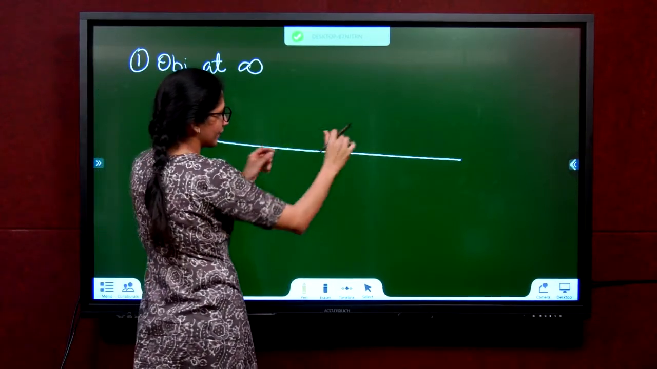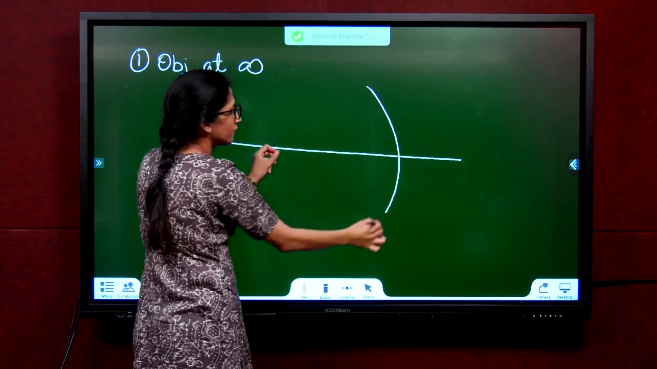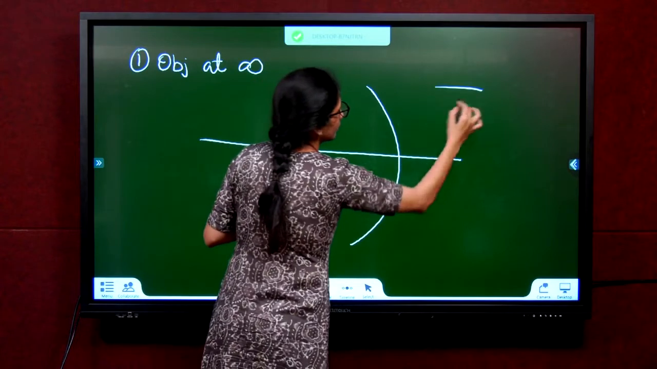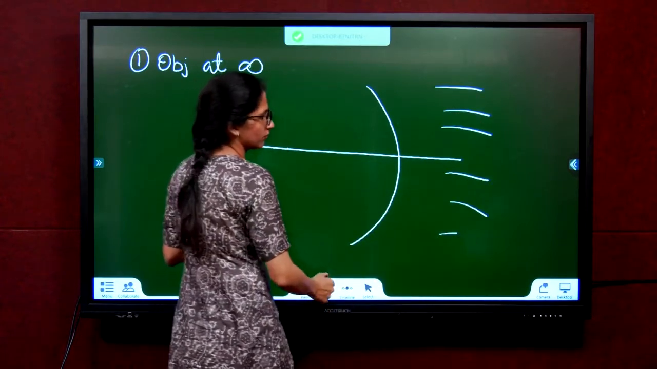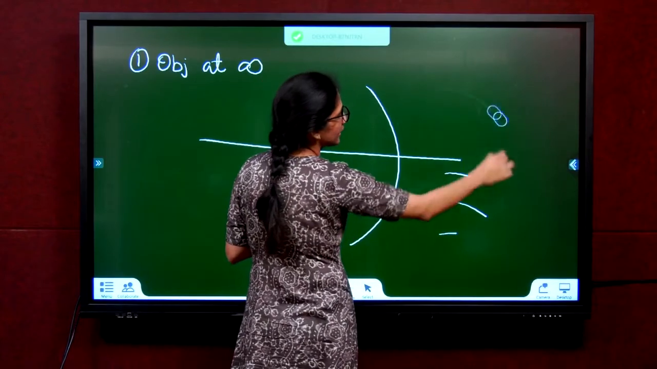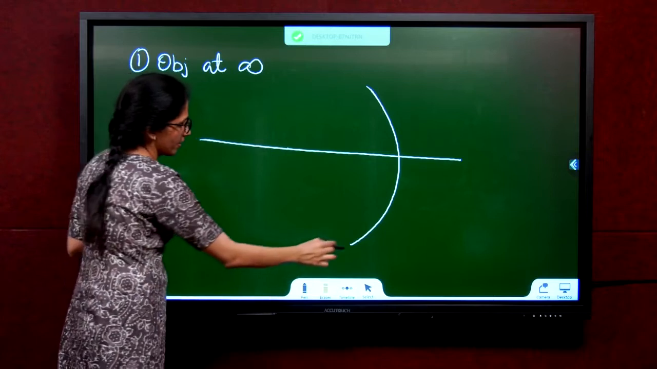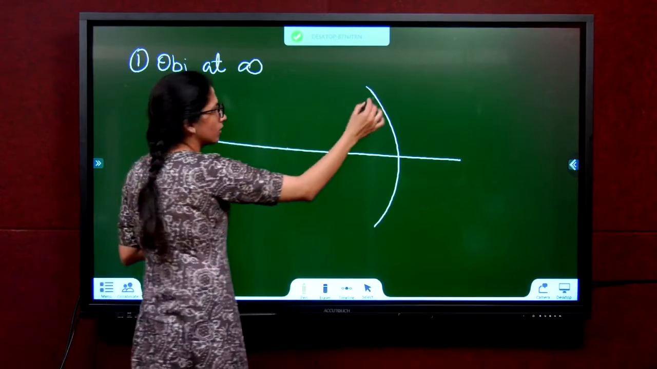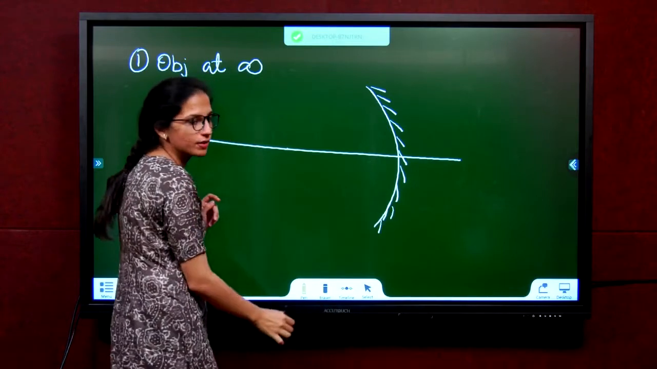Keep your compass somewhere and draw a curve. Let the curve cover approximately 4 to 6 lines in your book. So approximately 2.5 lines above, 2.5 lines below. Okay. Now, draw like this. That means it's a concave mirror.